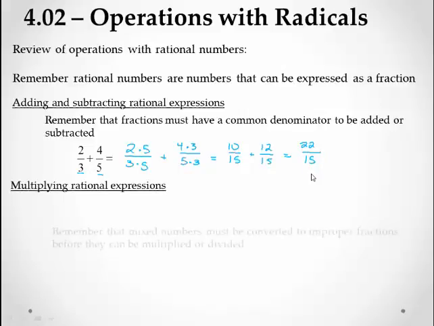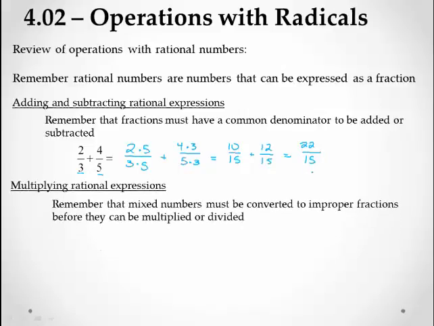When we multiply rational expressions, we cannot multiply mixed numbers. Mixed numbers must be converted to an improper fraction before they can be multiplied or divided. So if I just have regular fractions, I multiply the numerators and the denominators. So 2 times 4 is 8, 3 times 5 is 15, and then I'll see if I can reduce. But if I have mixed numbers, I have to convert them first.